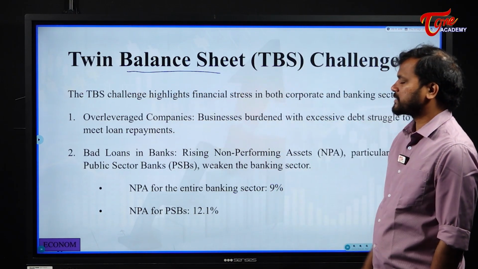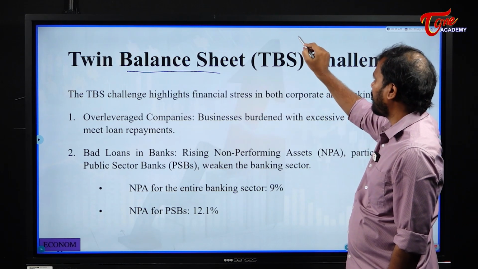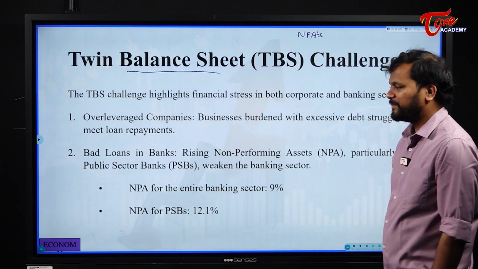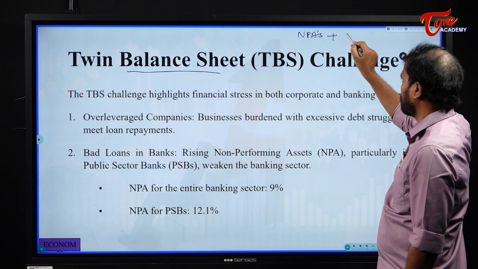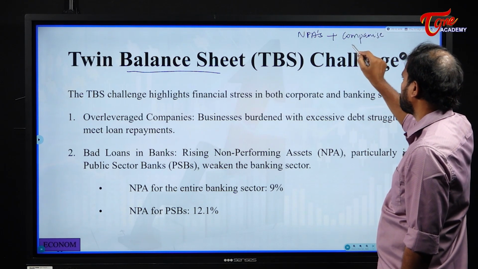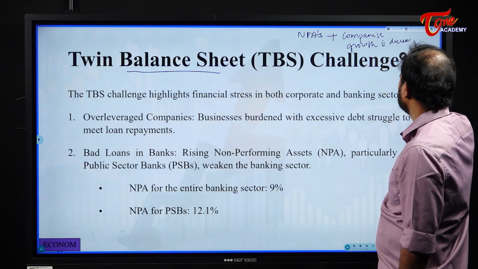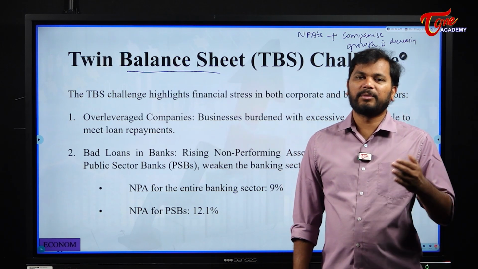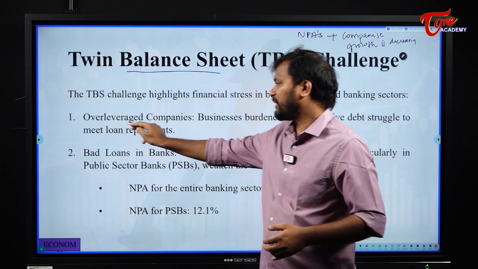Next. Now, twin balance sheet. Twin balance sheet is the problem where the NPAs are increasing and also the companies' growth is decreasing. Certain companies are given an excessive amount of loans. They have been overly leveraged.